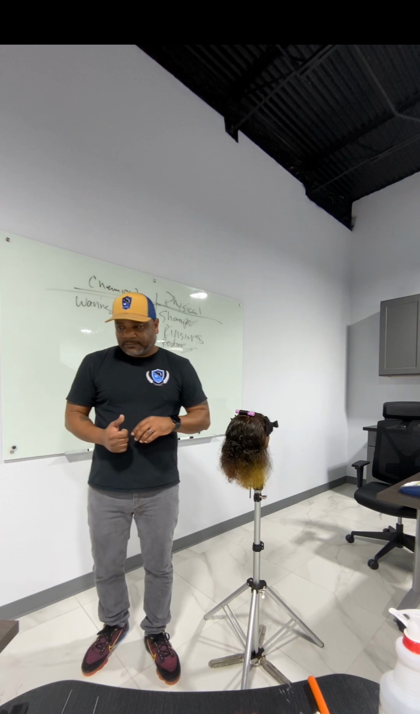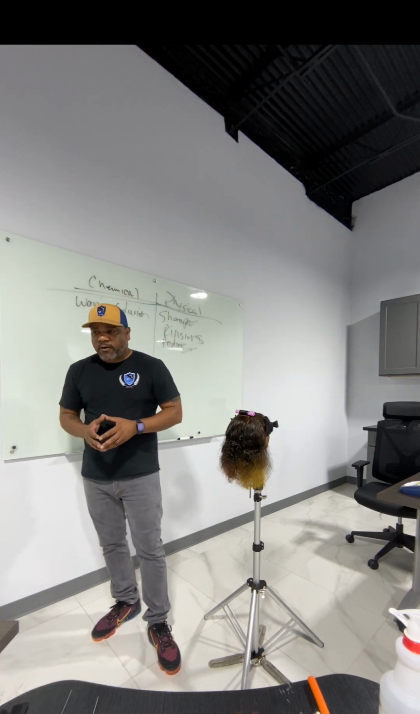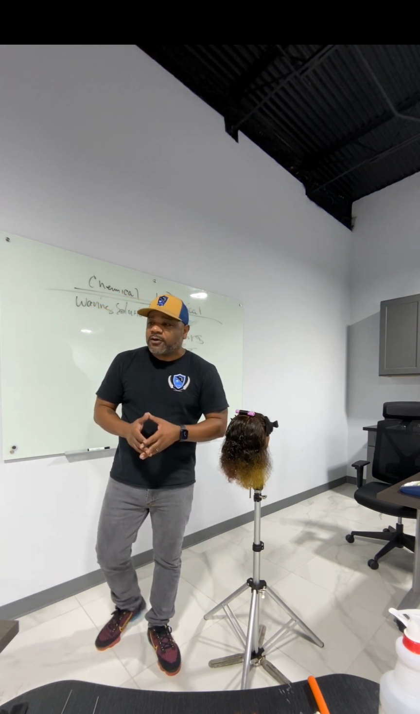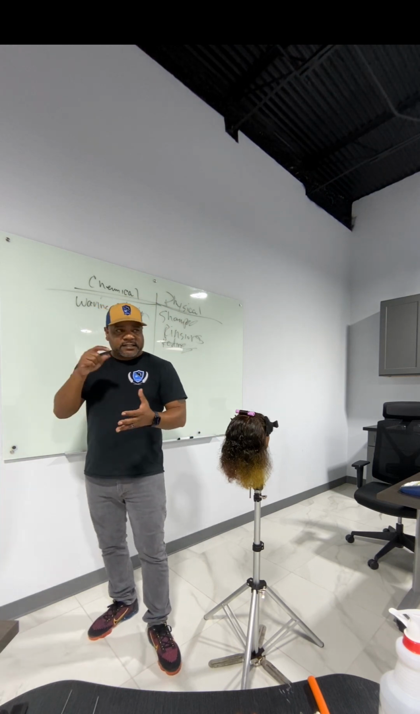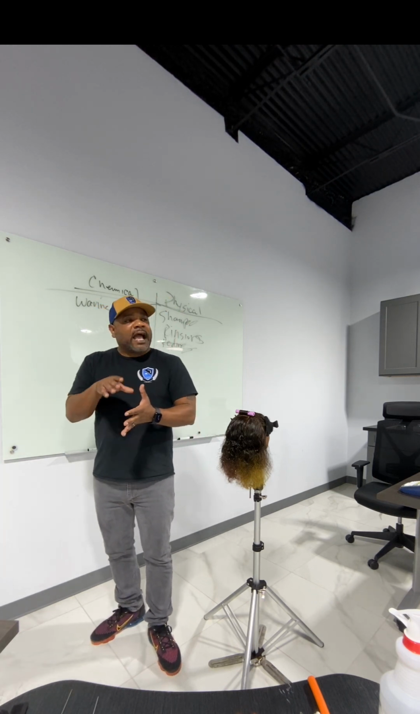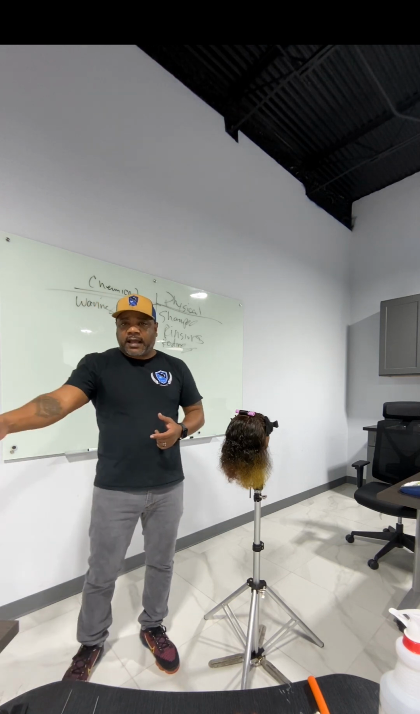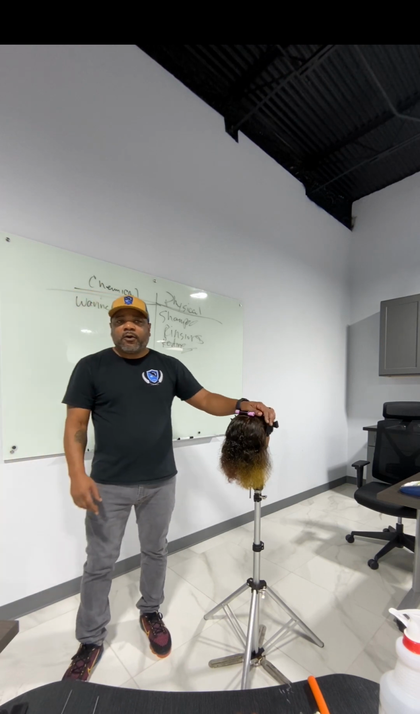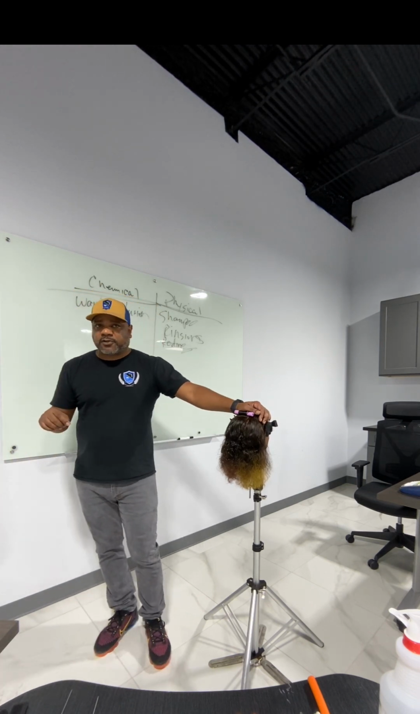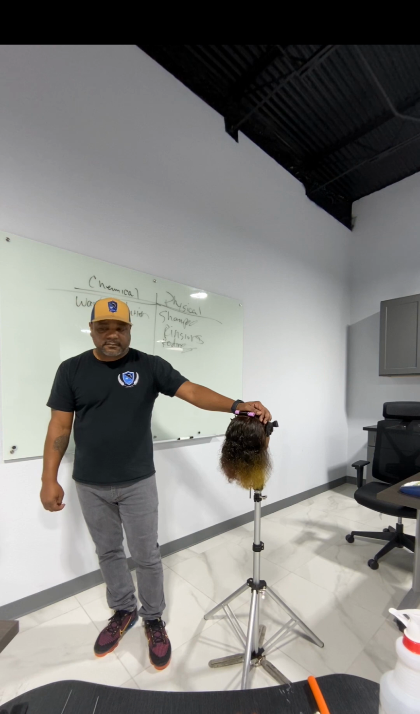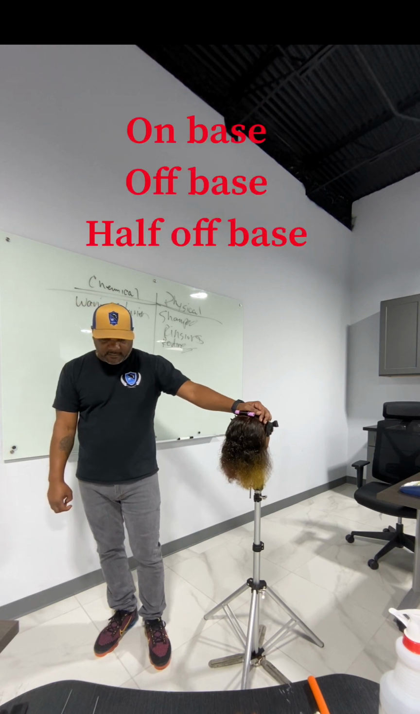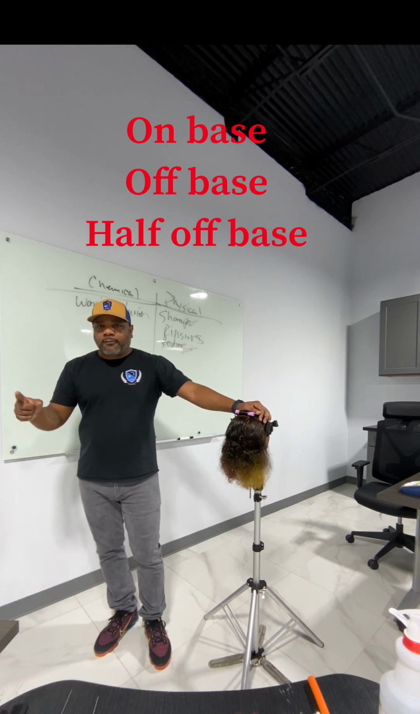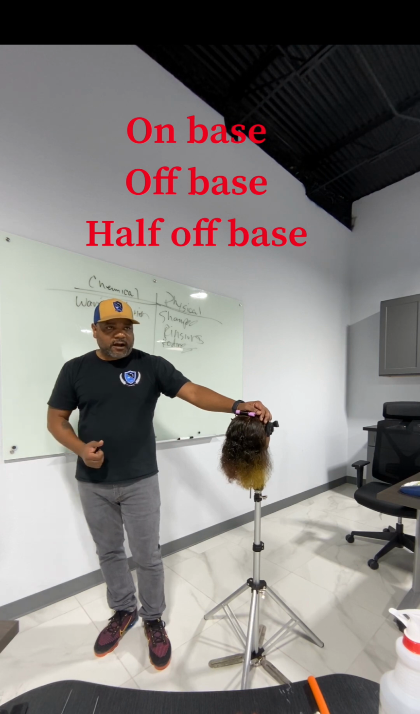All right? Now, base control is very important. It's important how it's determined, and it's important how it affects your curve. Now, on my end, you just told me I used on-base placement. You're absolutely right. What are my other 2 base placements? Who can tell me? That's it. On base, off base, half base, or half off base, whichever you want to call it.